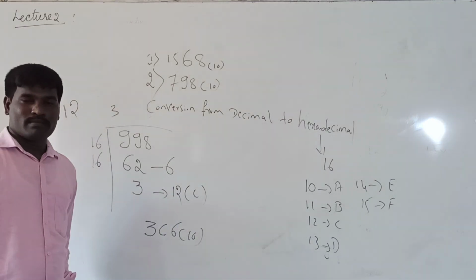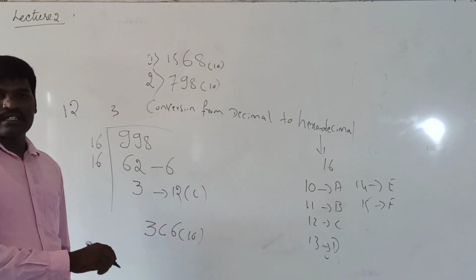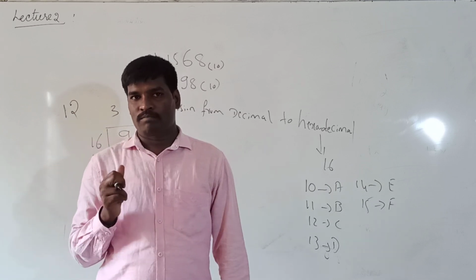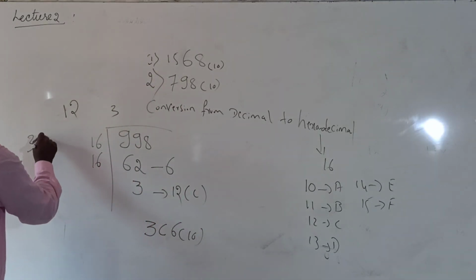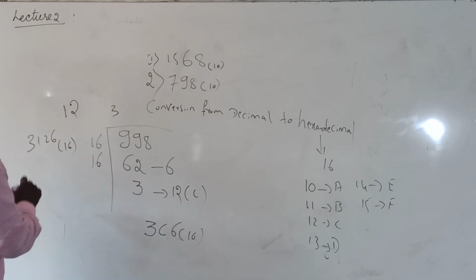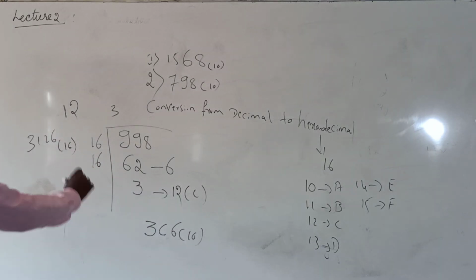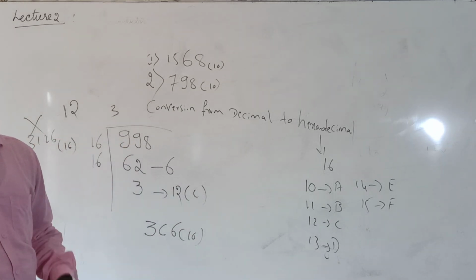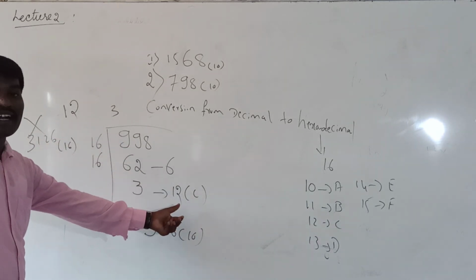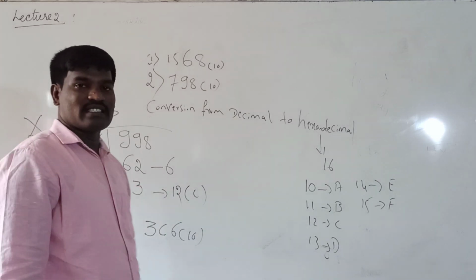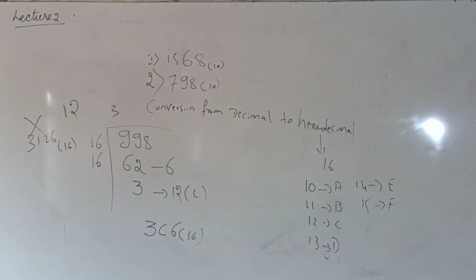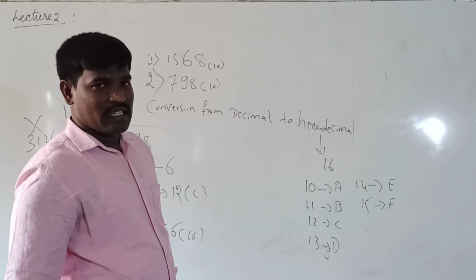Don't write 1 2, because in the hexadecimal concept, the numbers 10 to 15 are represented as one alphabet. Suppose if we write 3 1 2 6 to the base of 16, it is not valid, because we would think that 1 is separate and 2 is separate. Here 12 is completely one remainder, that's why it should be represented as C. So this is the method for converting the decimal number to the hexadecimal number.